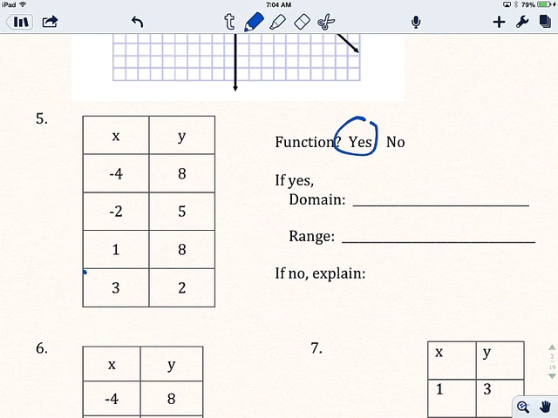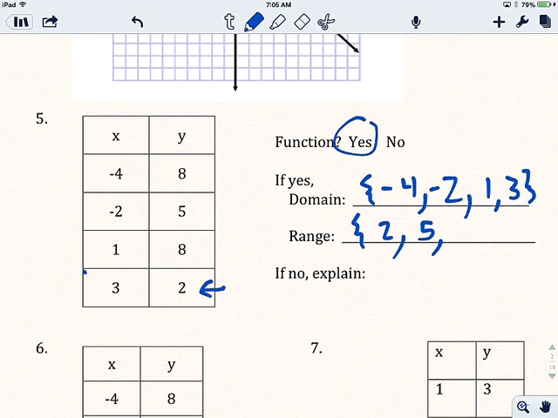I have to give the domain. The domain is the set of inputs. Remember to use that set notation. So I'll do -4, -2, 1, and 3. And then the range is the set of outputs, and I'll do 2 because that's the lowest. 5 is the next largest, and then 8 is repeated. I don't have to write it twice.